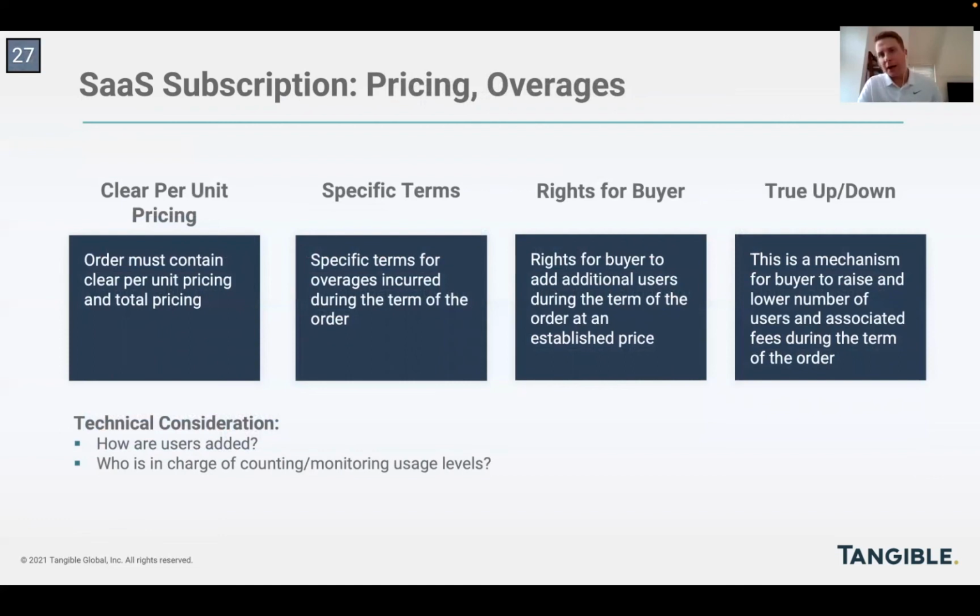And also, very similar to the points that we covered under the software order section, pricing for a SaaS subscription order is often based on some kind of usage or per unit price. It's really important to make sure that your order contains not only the total price, but a very clear per unit price and a definition of what those units are.